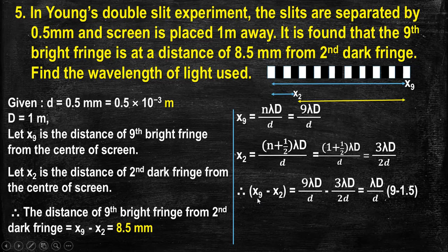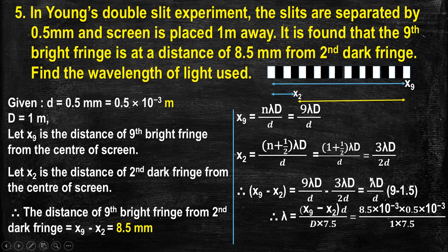Then you have to take the difference, x9 minus x2. x9 is 9 lambda d upon small d and x2 is 3 lambda d upon 2d. Lambda d upon d is common. 9 minus 1.5 is 7.5.